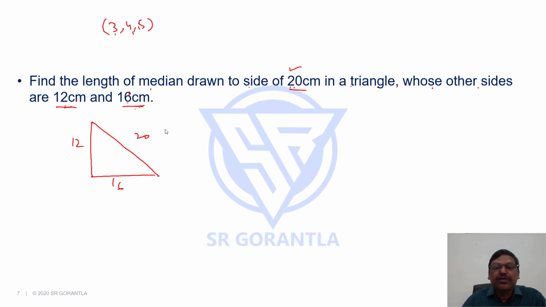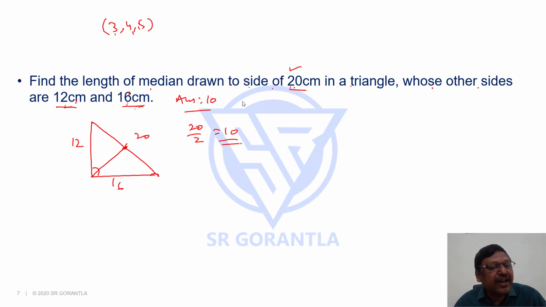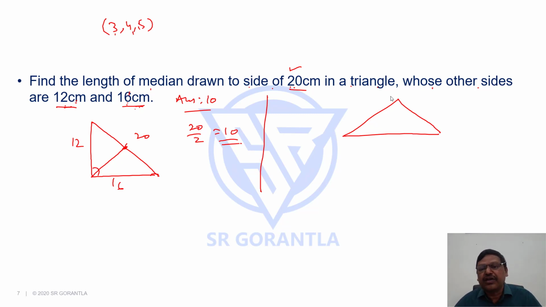I want the median drawn to the side of 20, in other words, I am asking for the median drawn to the hypotenuse. The median drawn to the hypotenuse is half of the hypotenuse. That is, 20 by 2, 10 is our answer. It's as simple as this, if you identify it as a right angle triangle. If you are not able to identify it as a right angle triangle, then it will take a little more time. You can see the difference between identifying a right angle triangle or not identifying it.